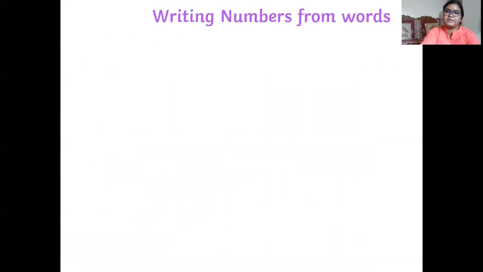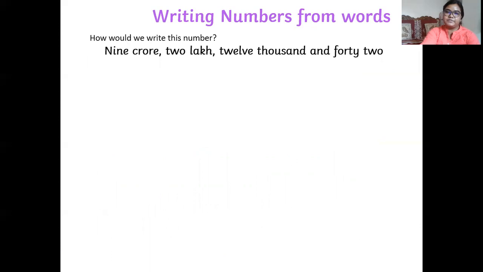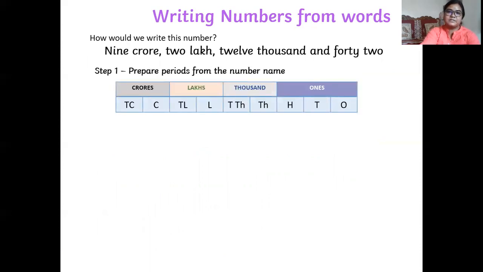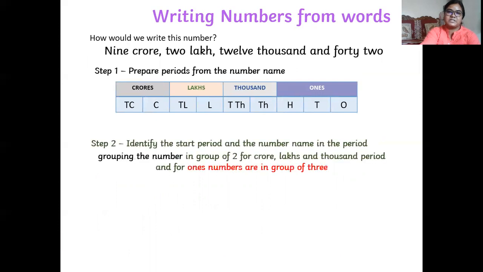Now how to write the numbers from words? Suppose this is the example, which is written as 9 crore 2 lakh 12,042. We can again make use of the Indian place value chart, or we can group them, and we should see the starting point. We'll prepare the periods like this. We have prepared. Now see the start point. The starting period of the number name in this is 9 crore.